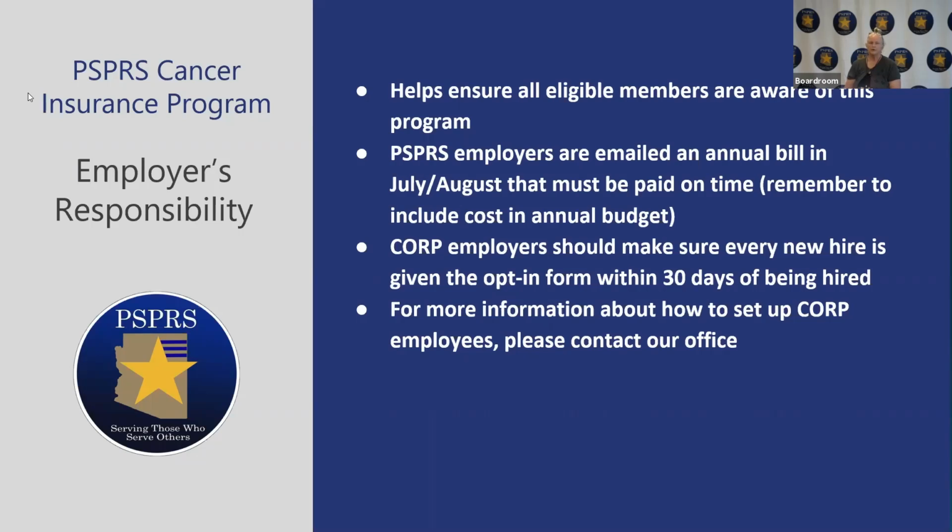What you as employers really should be doing is making sure that all of your members, whether retired or active, are aware that this program exists. We do bill the public safety employers annually in around July, August for each of their active members from the previous year. Corp employers would send us the listing of their active members to be billed from. And if there are members that are expired as far as being able to be in the plan without having to pay, we would be billing those people each year as well.